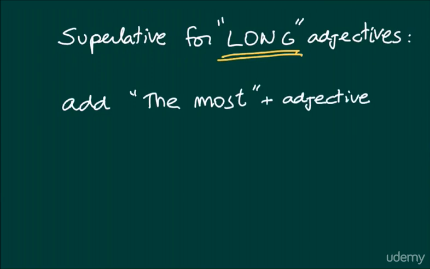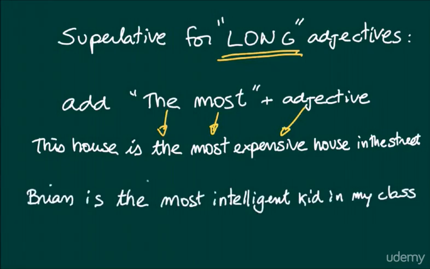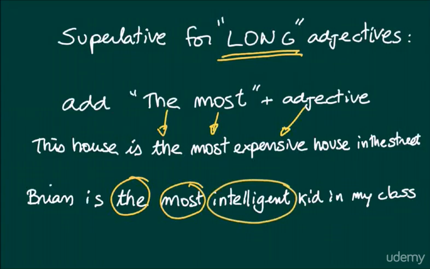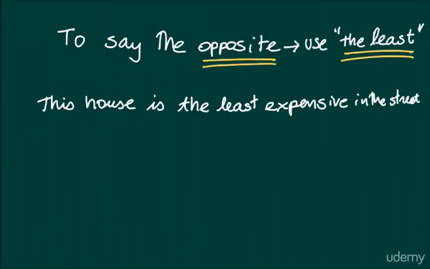To create a superlative sentence with long adjectives, we add the most before the adjective. Look at the examples. The house is the most expensive house on the street. Brian is the most intelligent kid in my class. If you want to say the opposite, then use least. For example, this house is the least expensive house on the street.